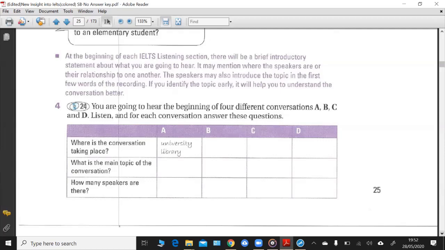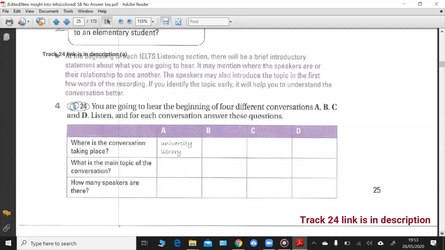Okay, we look at question 4. It says, you are going to hear the beginning of 4 different conversations, A, B, C, and D. Listen, and for each conversation, answer these questions. Okay, I'll play the listening here. You have like 30 seconds. Please look at the questions and think about what the answer can be, and then I will be playing the listening. Just have a look at the questions for like 30 seconds.